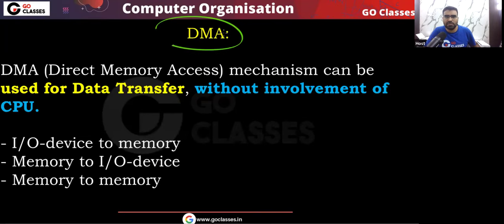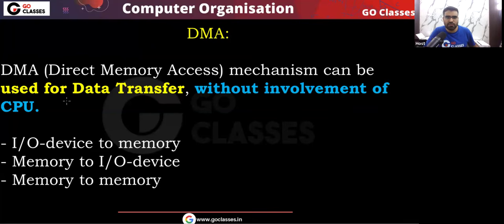Let's see the definition. DMA is a mechanism. Remember, the name itself is telling you what this means. Direct memory access means the IO device can directly send the data to the main memory, or basically between the IO device and main memory, we can directly send the data without any involvement of the CPU. So this is the idea of DMA, direct memory access.